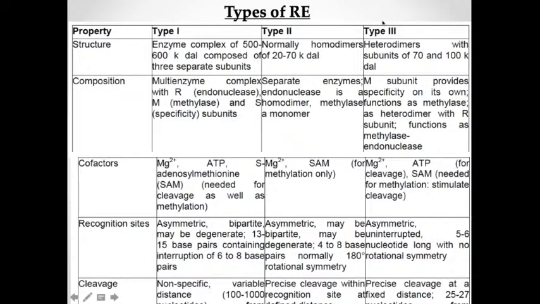This is a highly informational PPT, for the students who are preparing for NET, GATE, or any external exam, or for the interview. These questions are mostly asked: the difference between three types of restriction enzymes. So better prepare them. Your cofactors are magnesium, ATP, SAM for type 1; for type 2, magnesium and SAM; for type 3, magnesium, ATP, SAM are required.